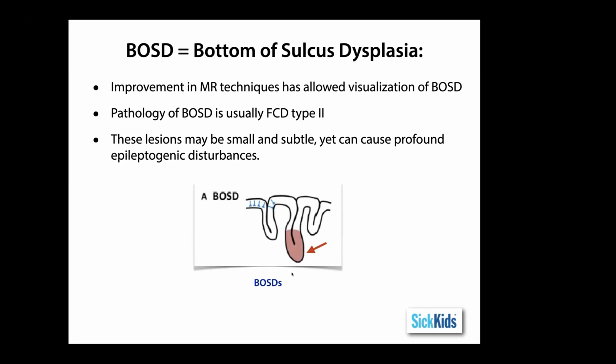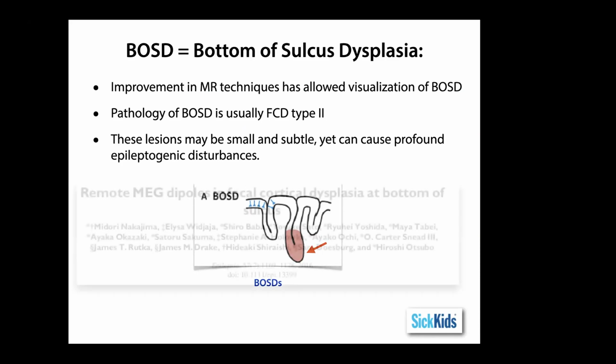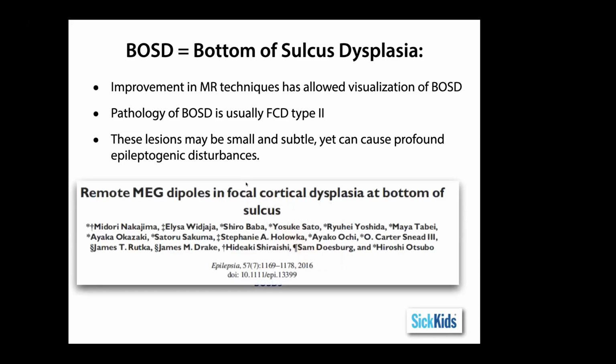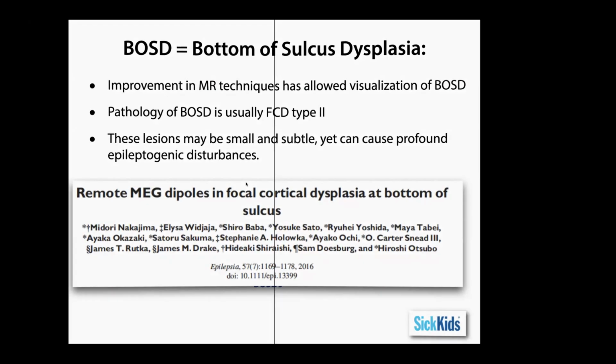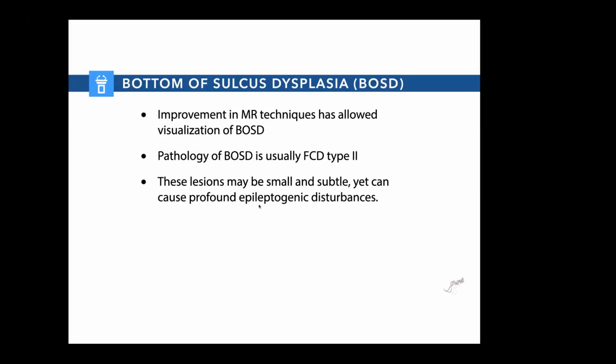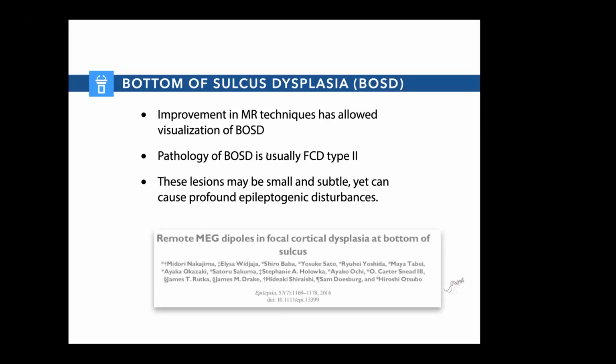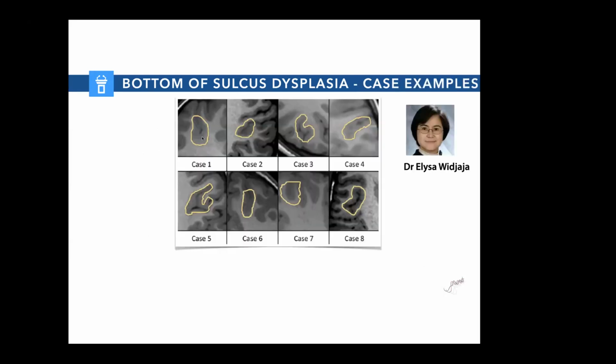Schematically, this is what bottom of sulcus dysplasia looks like. You can see it at the bottom of the sulcus, and they can be very difficult to identify. We're very fortunate, as I'll show you, that we have a specially trained neuroradiologist who helps us identify these lesions. And so here, for example, is bottom of sulcus dysplasia. It's the area contained within the yellow circles that you see here.